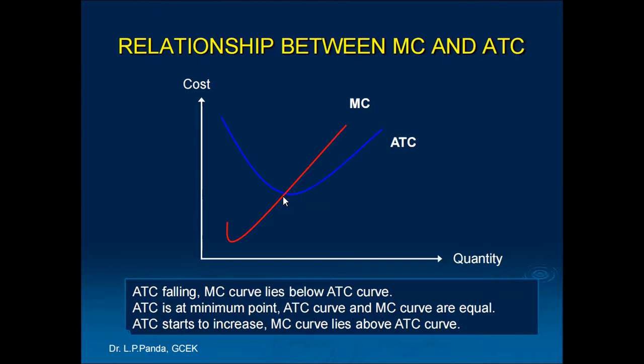When average total cost starts to increase, the marginal cost curve lies above the average total cost. The red one is the marginal cost, and green is the average total cost. So we have to remember this curve.